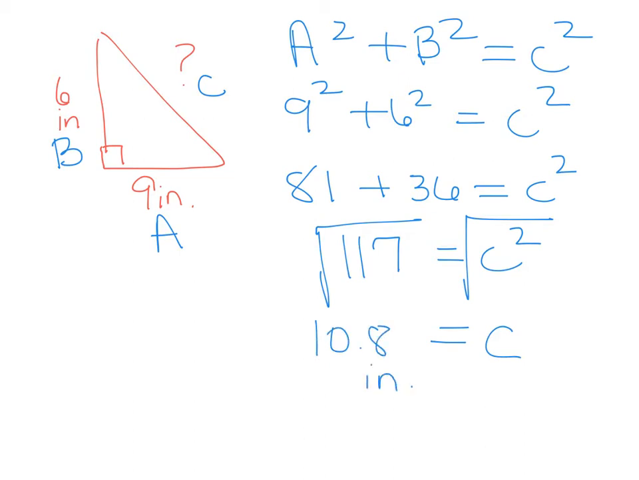Now, on iStep, they could say, what is the whole number it's closest to, or what two whole numbers does it fall in between? If they did that, the closest whole number would be 11 inches. What two whole numbers does it fall in between? 10 and 11 inches. So it just depends on what they actually ask you. But in the meantime, the answer to this problem is C, 10.8 inches.